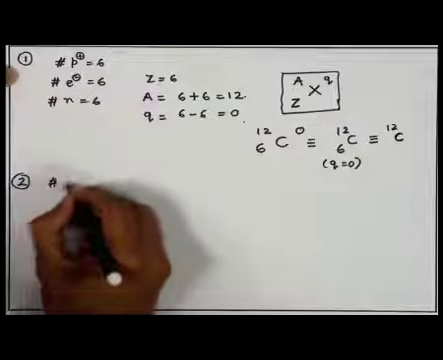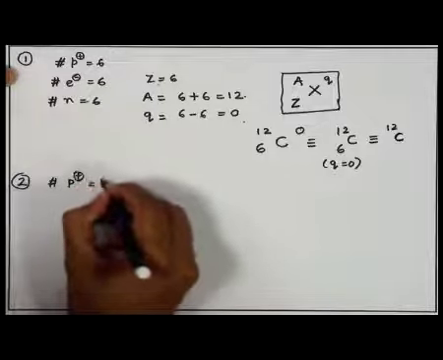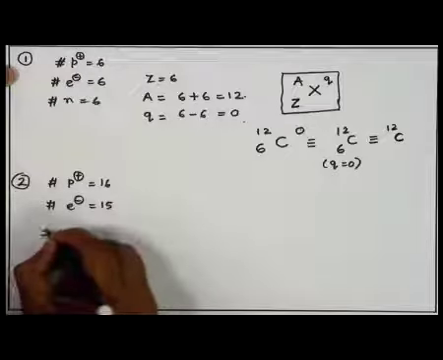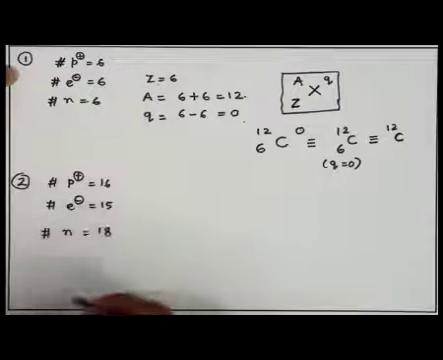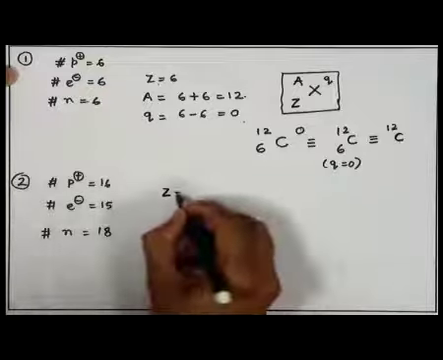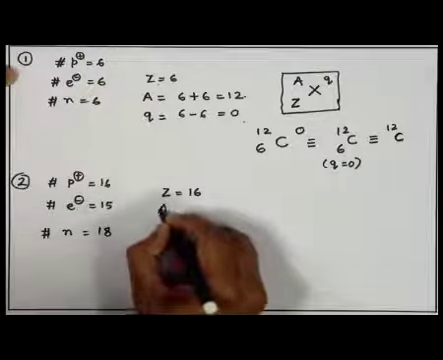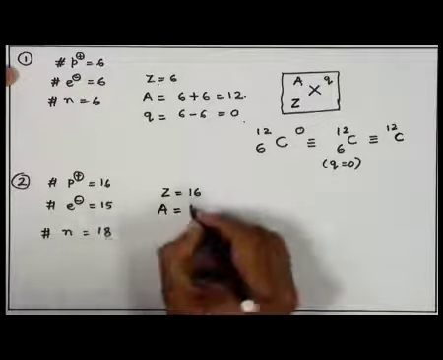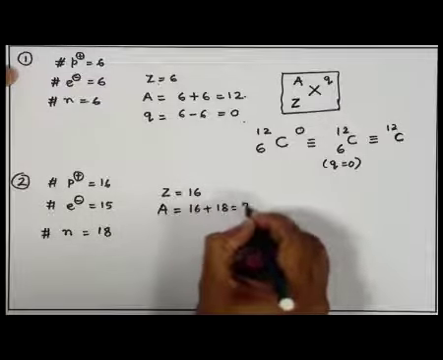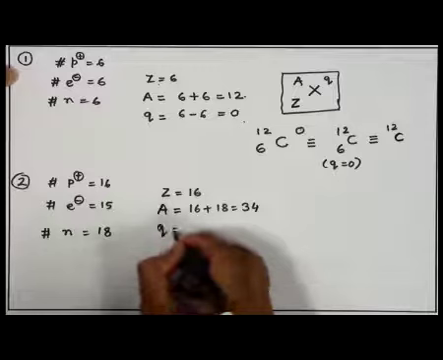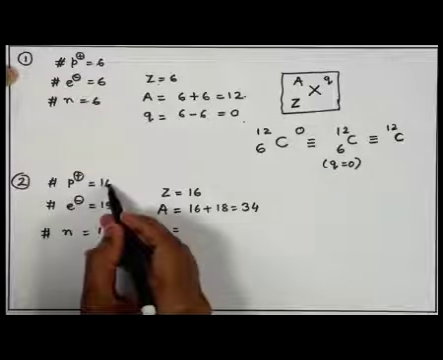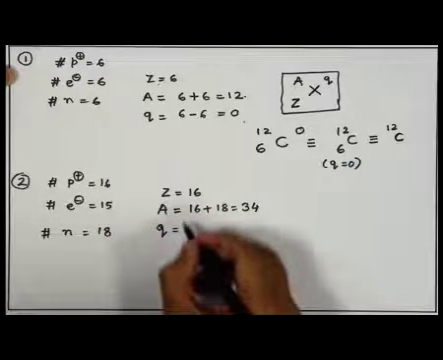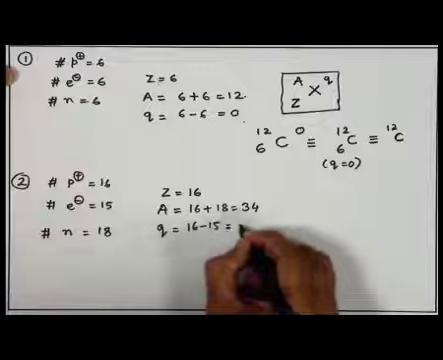In this case I have the number of protons as 16, the number of electrons as 15, and the number of neutrons, let us say, is 18. So, what is my Z? Z is the number of protons, that is 16, that is very good. What is my mass number? That is A, which is the number of protons plus the number of neutrons. So, 16 plus 18 which is 34. What is the charge? I see here 16 positive protons, 15 electrons. So, 16 positive charges, 15 negative charges, that gives me 16 minus 15 which is plus 1.